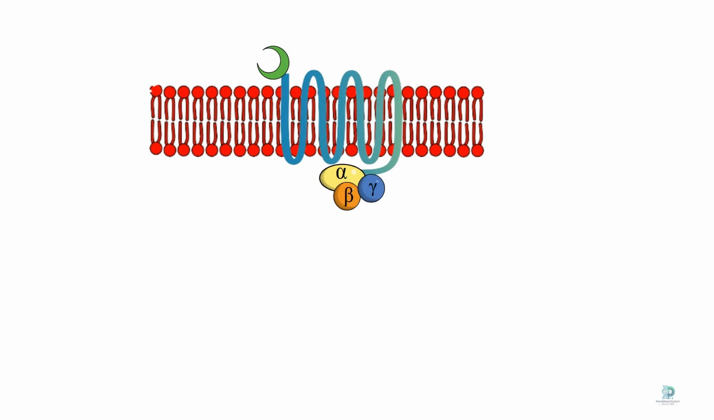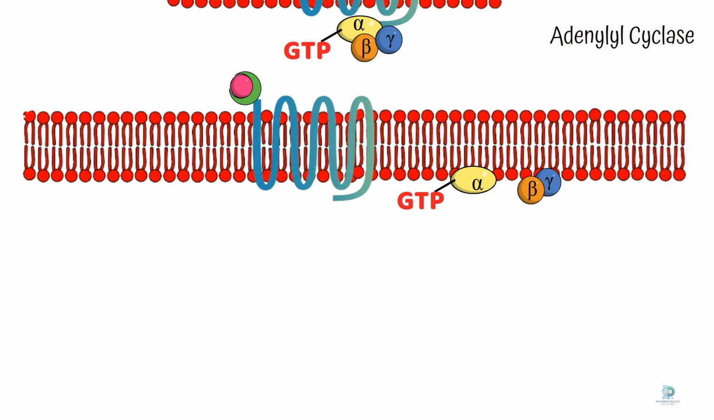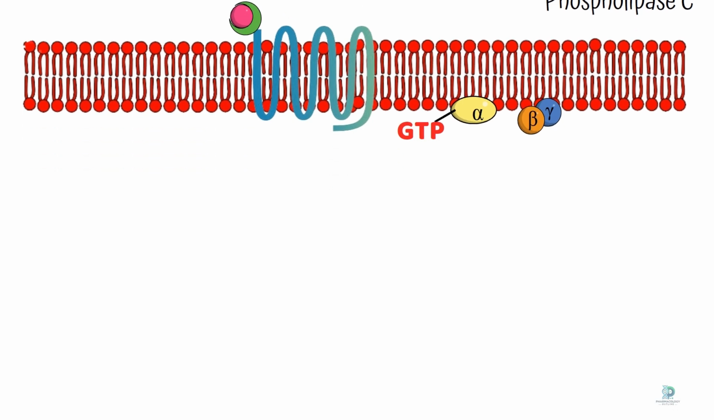In the inactive state, the alpha subunit is bound to guanosine diphosphate. Upon activation by the G protein-coupled receptors, the GDP bound to the alpha subunit is exchanged for guanosine triphosphate. This exchange triggers the dissociation of the G protein into 2 active components, the GTP-bound alpha subunit and the beta-gamma dimer. Both components can then interact with and regulate various downstream effectors, such as adenylate cyclase or phospholipase C.